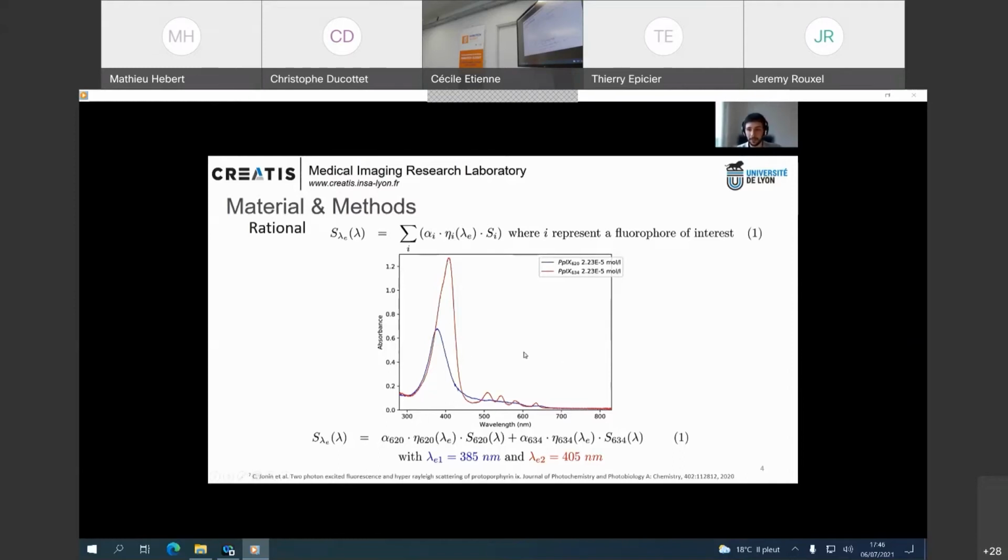As you can see on the figure, PpIX 620 and PpIX 634 have different absorption spectra with a distinct maximum for each of them. The maximum of absorption of PpIX 620 is at 385 nanometers, and the one of PpIX 634 is at 405 nanometers. We will now consider these two wavelengths when applying our method to PpIX.